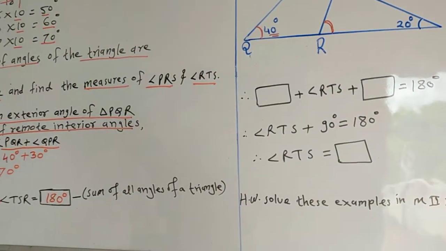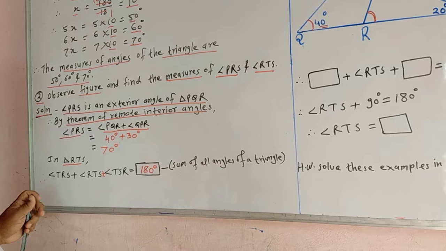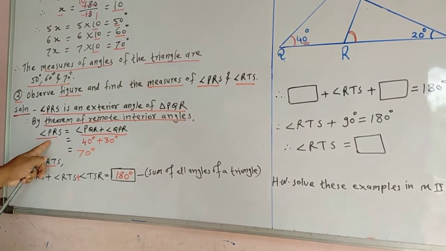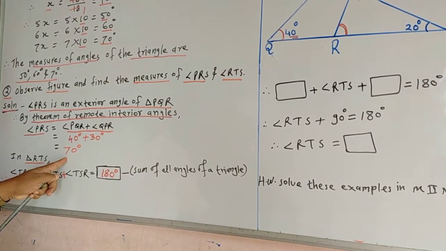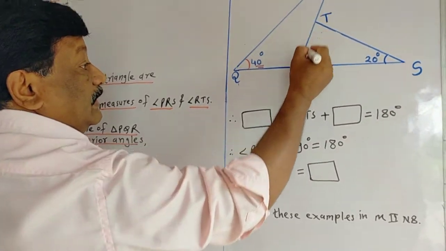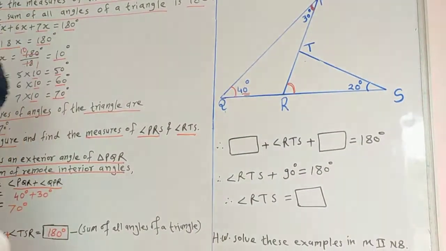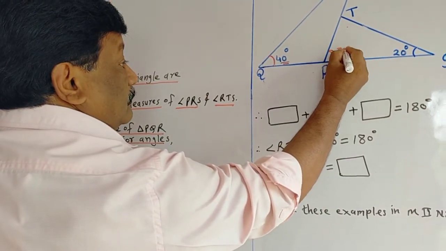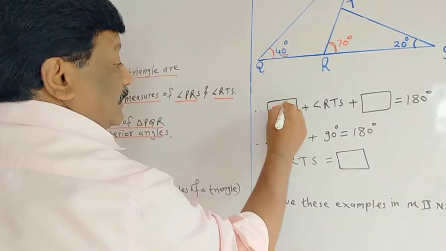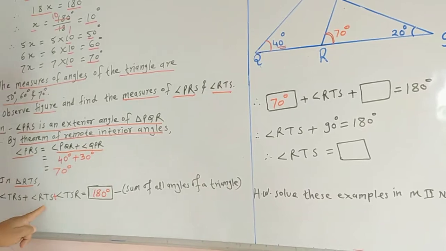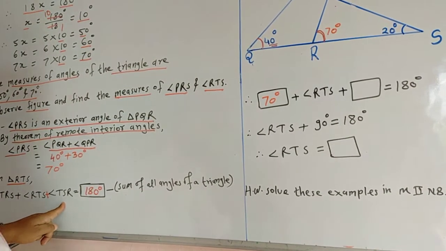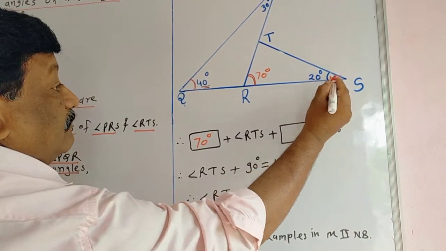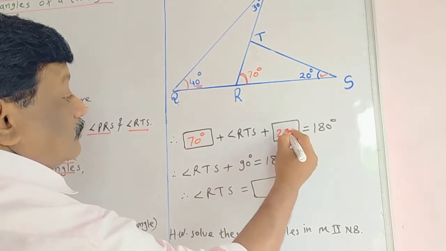Then we have to substitute values now. Angle PRS is 70 degrees. PRS and TRS is the same. So the measurement of TRS is 70. So right here 70 plus angle RTS plus angle TSR. Angle TSR is given here as 20. So plus 20 degrees.